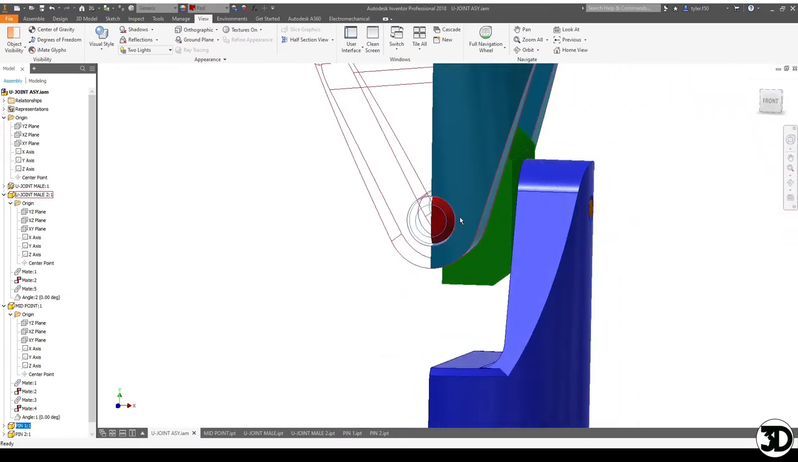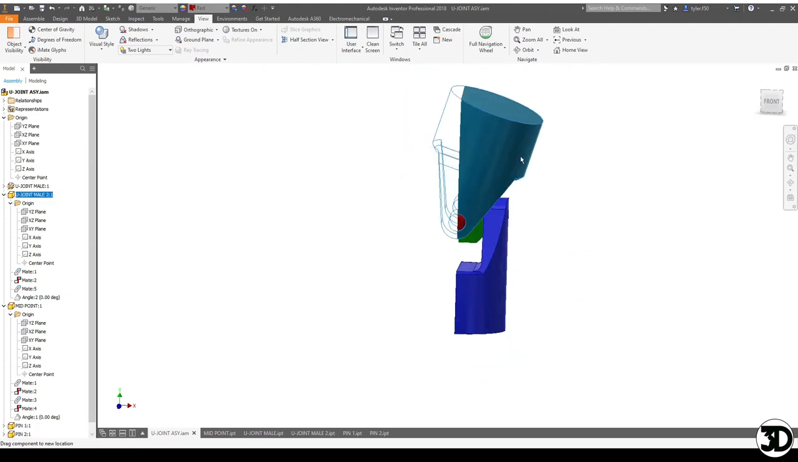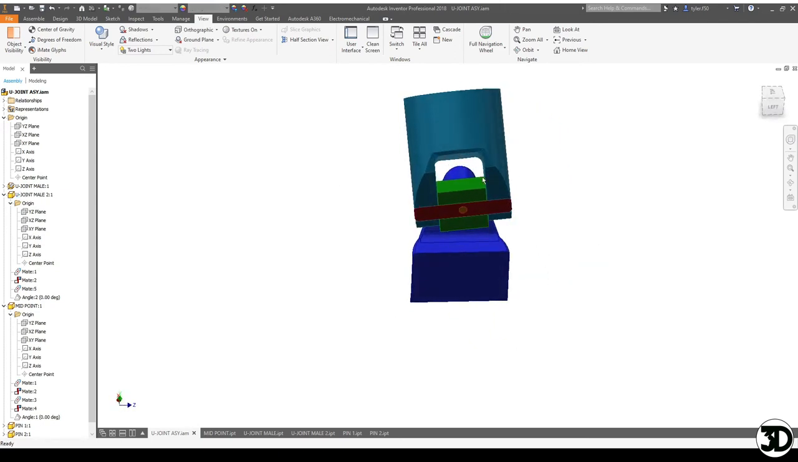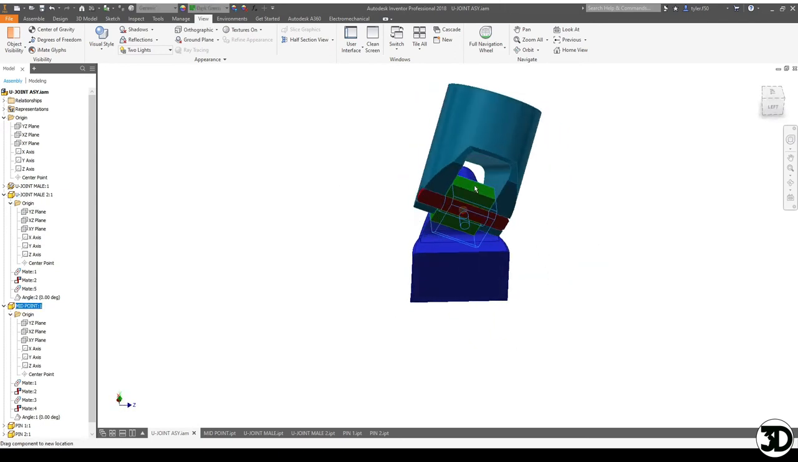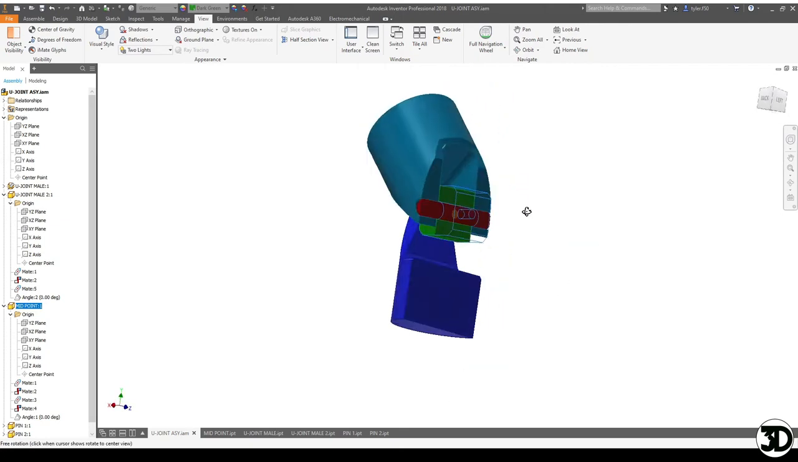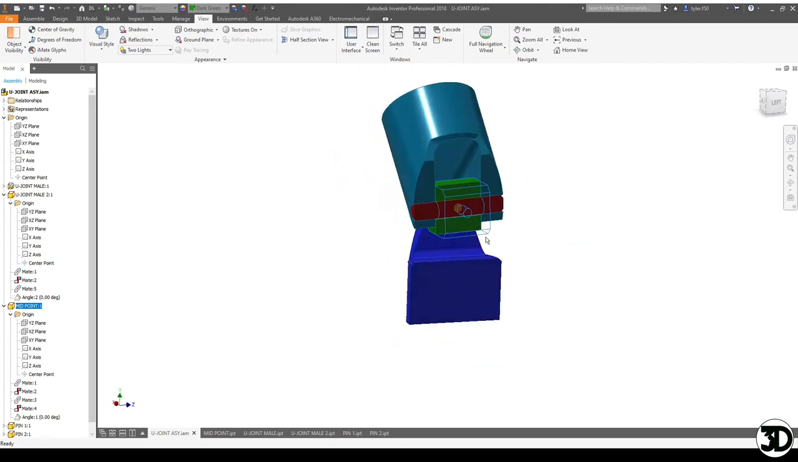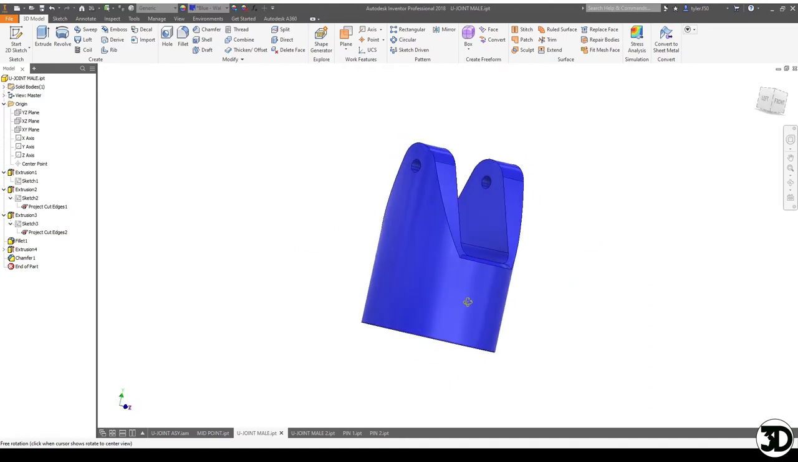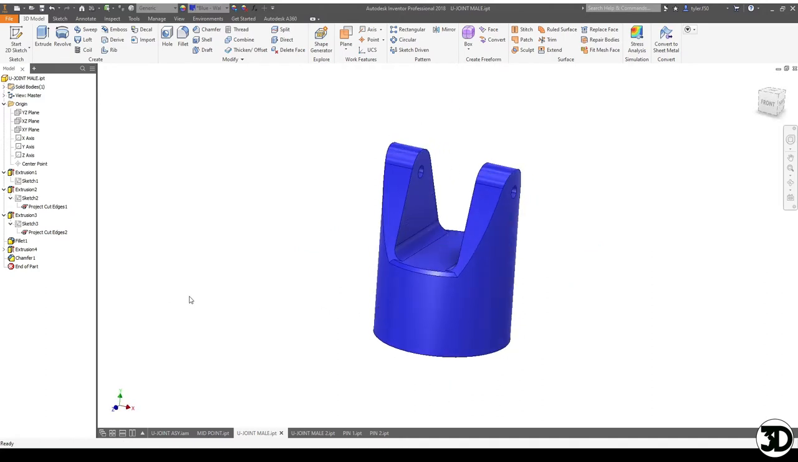And then if you look at it from here, you can see that this can rotate about an angle as well as it rotates around the other body. And this is what's going to allow you to have that functionality when you're using it. So let's take a look at some of the parts and see how they're designed. As you can see here, this is one of the two components that rotate for the main portion of the U-joint. And it does look quite complicated, but we're going to go through how this is actually designed.